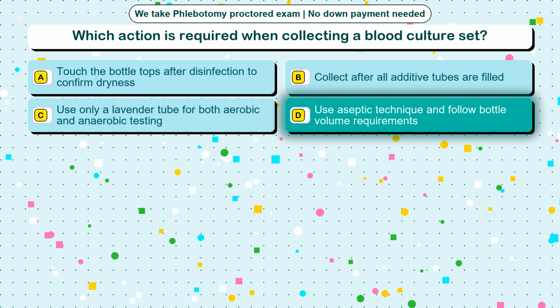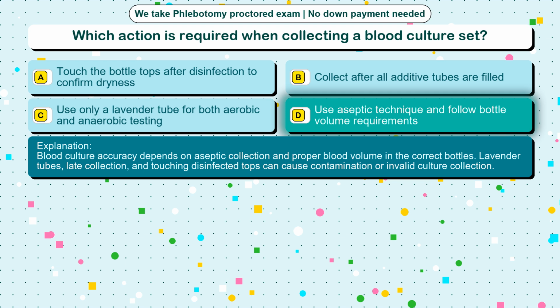The correct answer is option D, use aseptic technique and follow bottle volume requirements. Blood culture accuracy depends on aseptic collection and proper blood volume in the correct bottles. Lavender tubes, late collection, and touching disinfected tops can cause contamination or invalid culture collection.